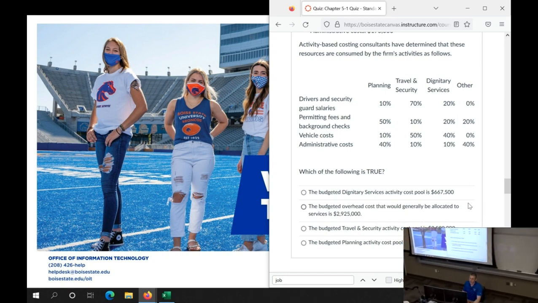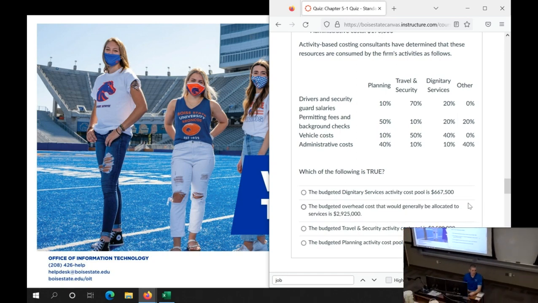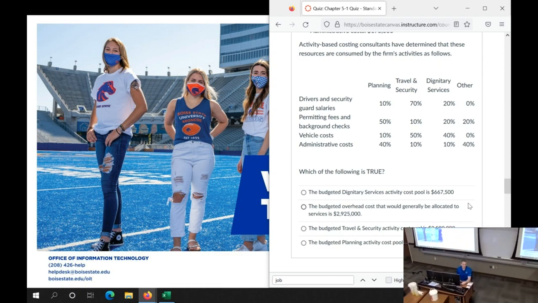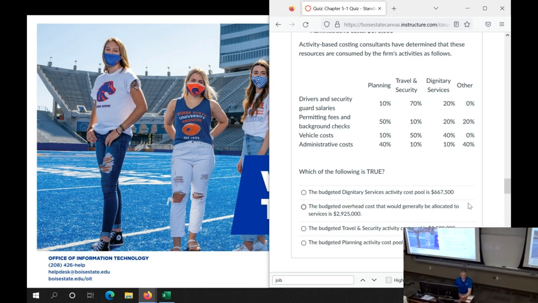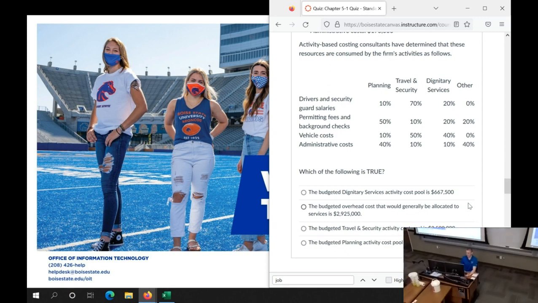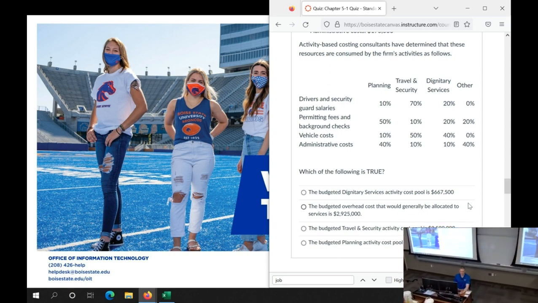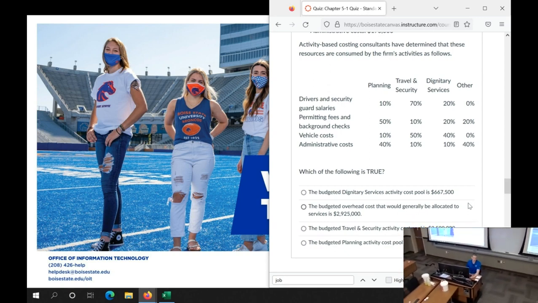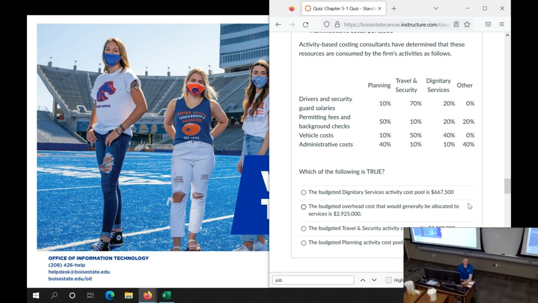What overhead costs are allocated to services under ABC? Or rather, what doesn't get allocated to services or jobs or products under ABC? Is there a category that doesn't get allocated? Is there a category without a driver?